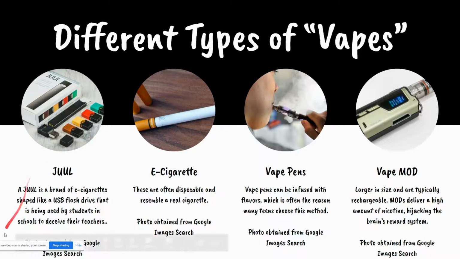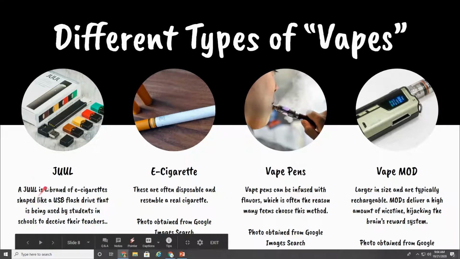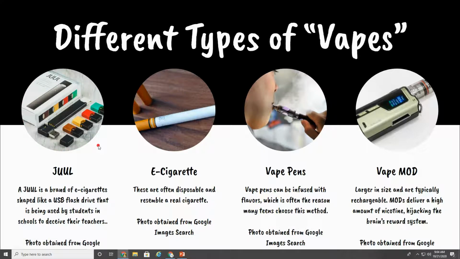All right, and some of the different types of vapes that you're going to see here. The Juul over here on the left is a brand of e-cigarettes and it's shaped like a flash drive, so lots of times teachers don't even know that this is what the students are using. And then here's one of the first released e-cigarettes. It just looks like a normal cigarette, but it does have the battery component. The vape pens, you can see these all across town anywhere you go. They can be infused with flavors, and that's why a lot of people like these. It makes them taste better.